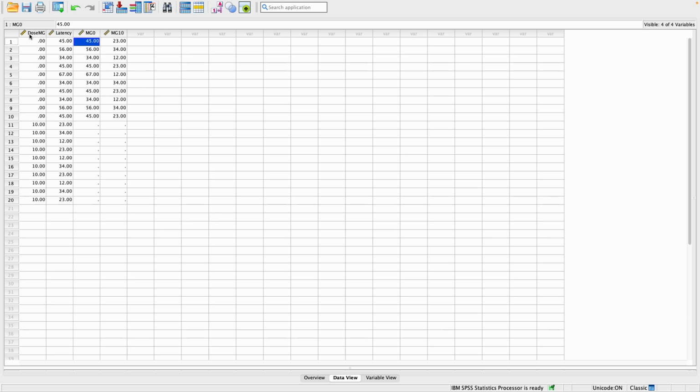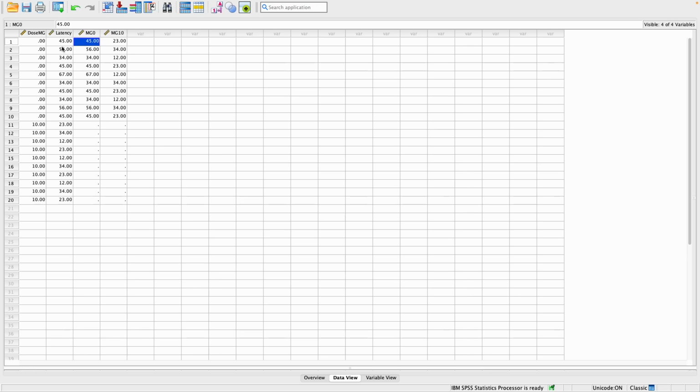In these first two columns, what I've set up is data for an independent samples t-test. I have one column that indicates the independent variable, and that is the dose of a drug in milligrams. I have 10 participants in a group that have a 0 milligram dose, that's the control condition, and I have another 10 participants that have a 10 milligram dose of the drug. That's the experimental condition or the treatment condition.